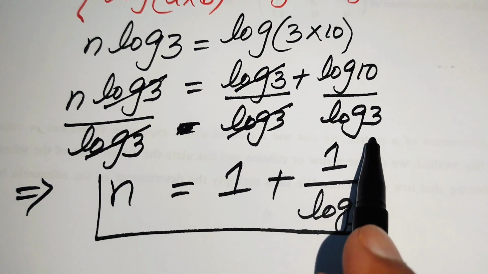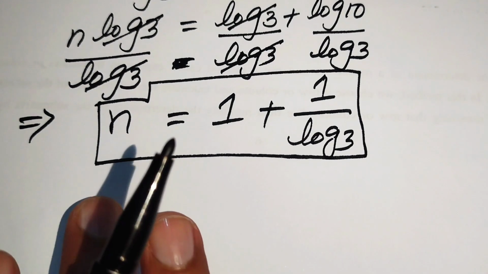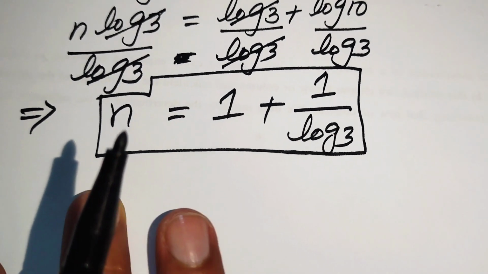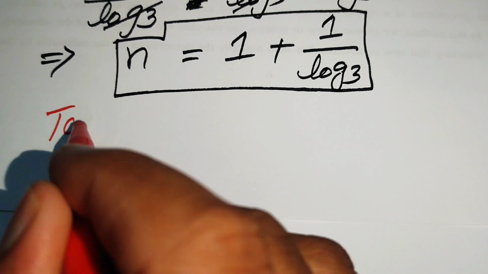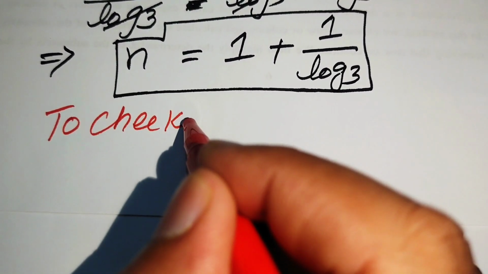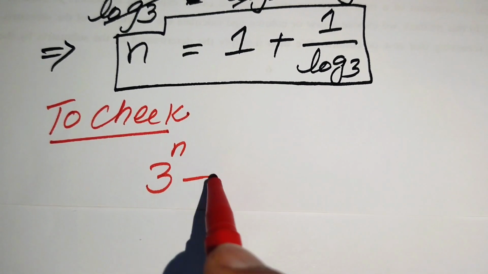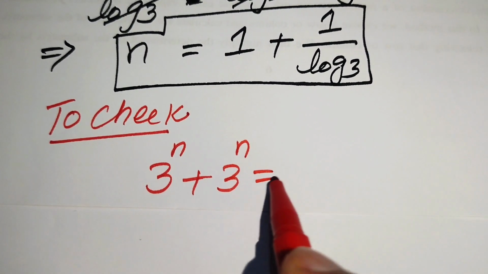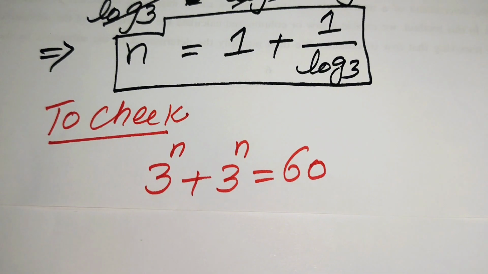So this is the final value of n in this question. And now we check whether this value of n satisfies our given question statement or not. In order to check this, we first copy down the given question statement. Our question statement is 3 to the power of n plus 3 to the power of n equals 60. Now we substitute the value of n in the left hand side, and we check whether we get the right side as 60 or not.